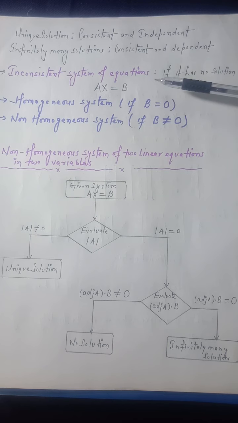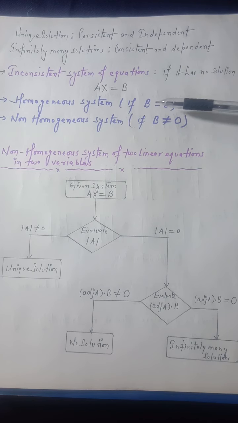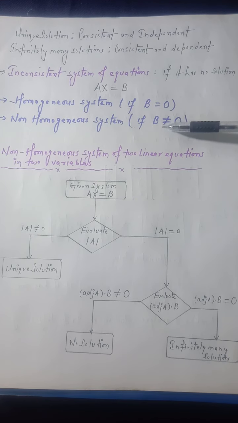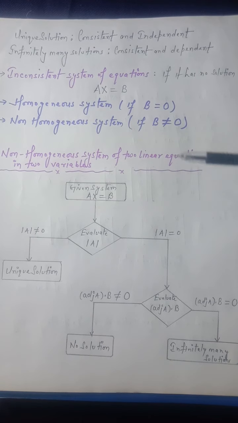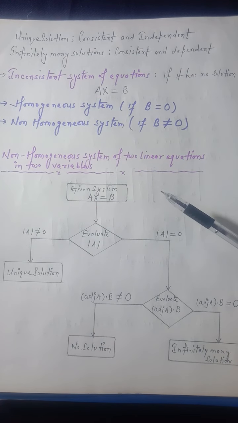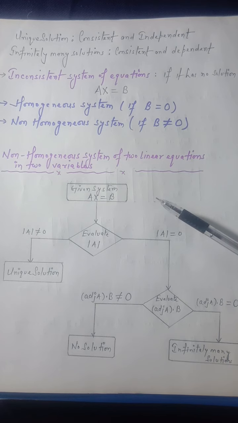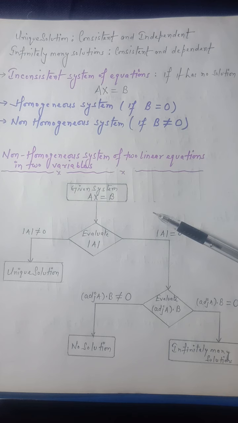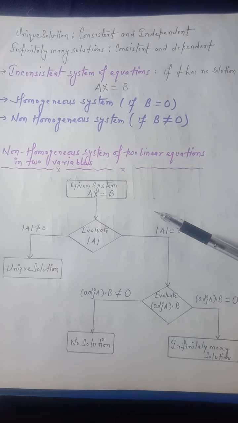So consistent means a solution exists, either unique or infinite. Inconsistent means no solution. When matrix B is a null matrix, it is a homogeneous system, and when it is not a null matrix, it is not a homogeneous system. Now you must be observing a chart or a block diagram, and this diagram will help you to understand when the given system of equations is consistent or inconsistent.